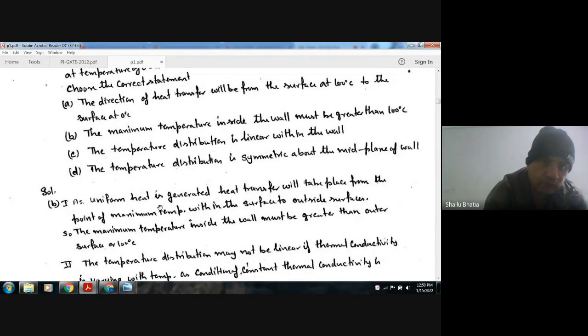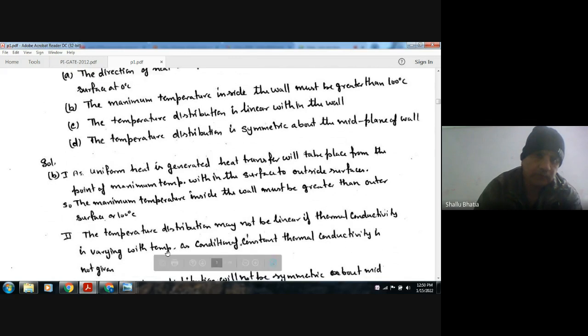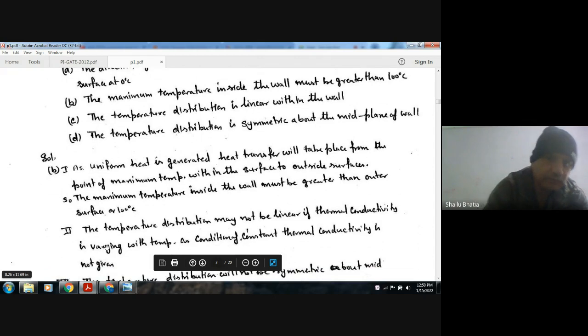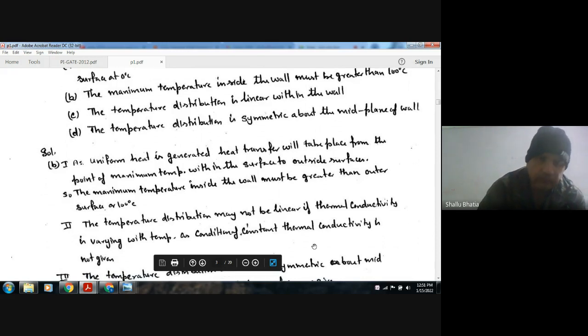So the first point: as uniform heat is generated, heat transfer will take place from the point of maximum temperature within the wall to the outside surface. So the maximum temperature inside the wall must be greater than the outer surface, so B is correct. Now checking the other options. The temperature distribution may not be linear, because it is not given that the thermal conductivity is constant. If it varies with temperature, then the temperature distribution will not be linear. This is valid only for constant thermal conductivity.